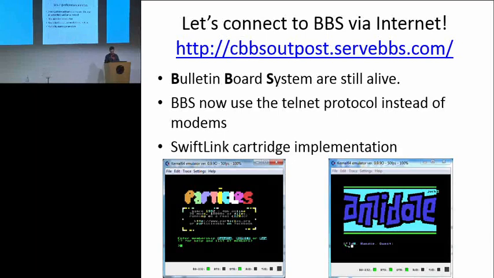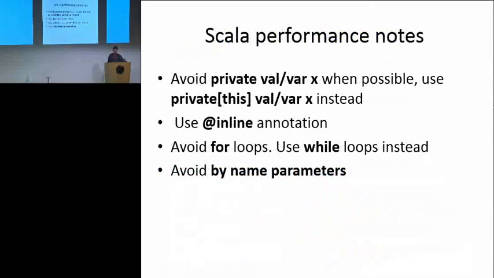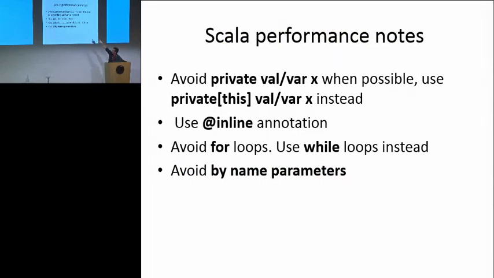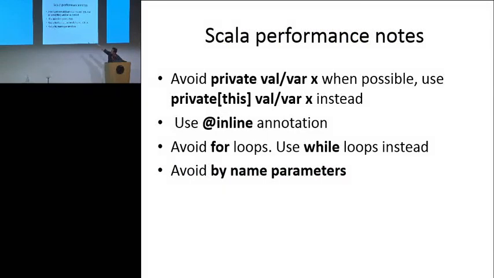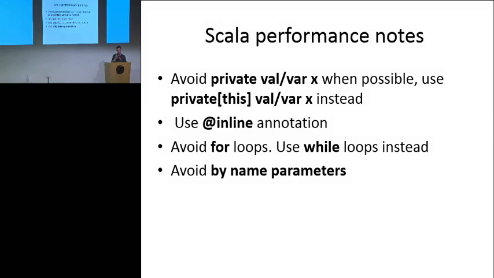A few notes about the performance problem that I encountered in my implementation. I had to avoid the use of simple private val or var x, and instead used private this val or var x, because the compiler translates the private val or var x into a private attribute and two methods for get and set of this value, if it's a var, obviously.